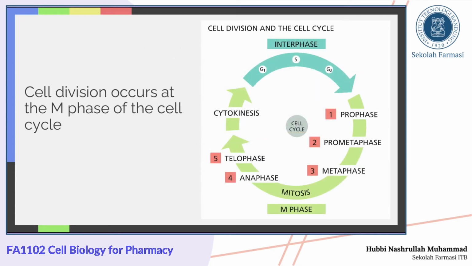Right, so as we've seen before, division of the cell into two daughter cells occurs at the M phase of the cell cycle. This phase consists of two parts. The first is division of the nucleus, called mitosis, and the second is division of the cytoplasm, called cytokinesis. As you can see here, mitosis is further divided into 5 stages, followed by cytokinesis. We will discuss each of these stages in detail in this video.